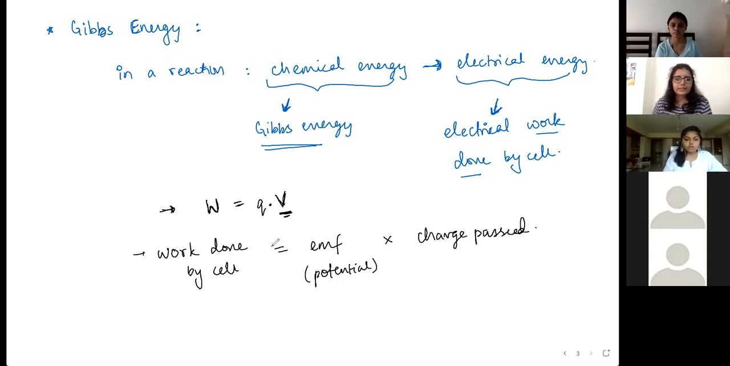And because whatever electrical work is being done is coming from Gibbs energy, we can equate the electrical work done by the cell to the decrease in free energy. Law of conservation of energy. It has to come from somewhere, and it's coming from Gibbs energy.